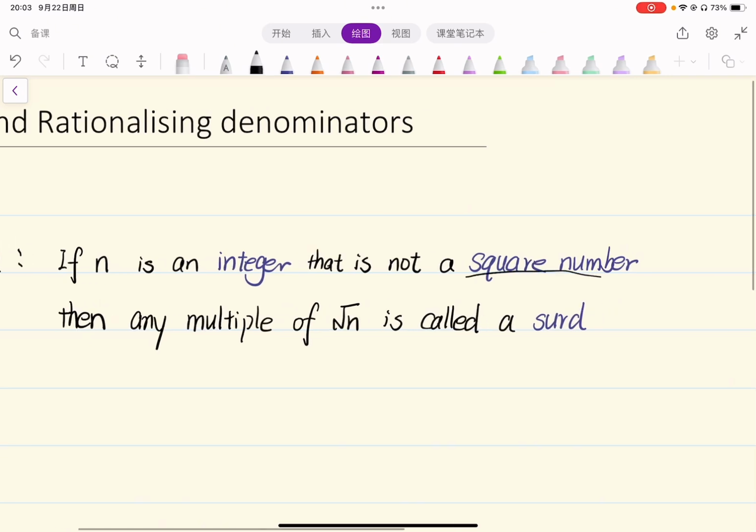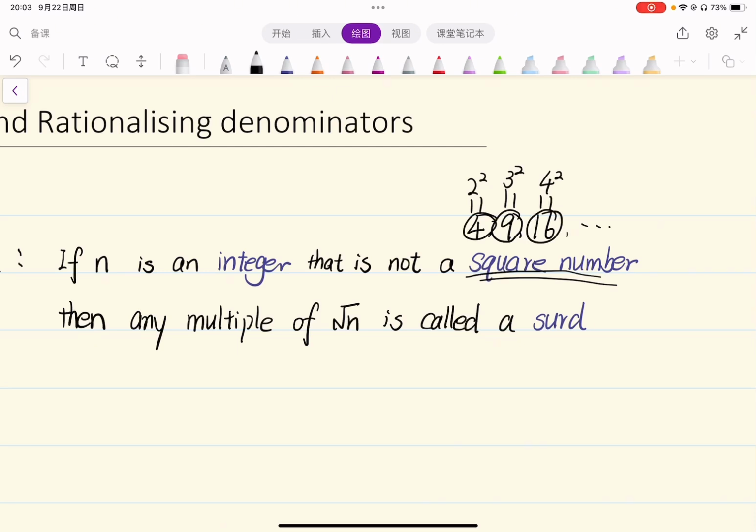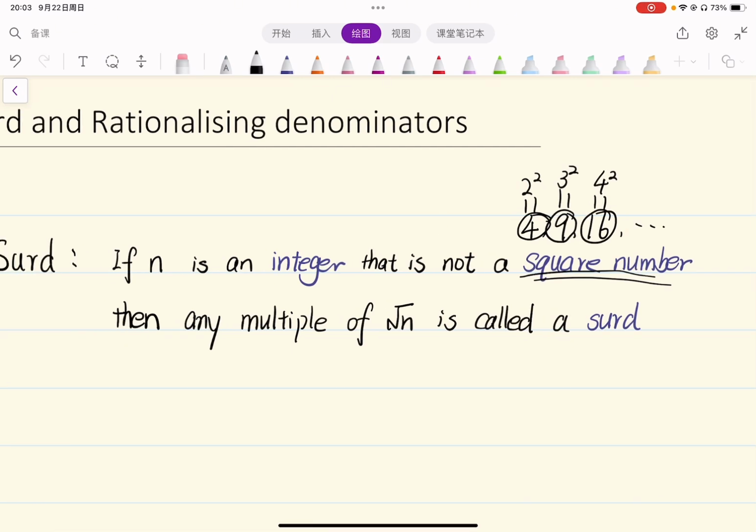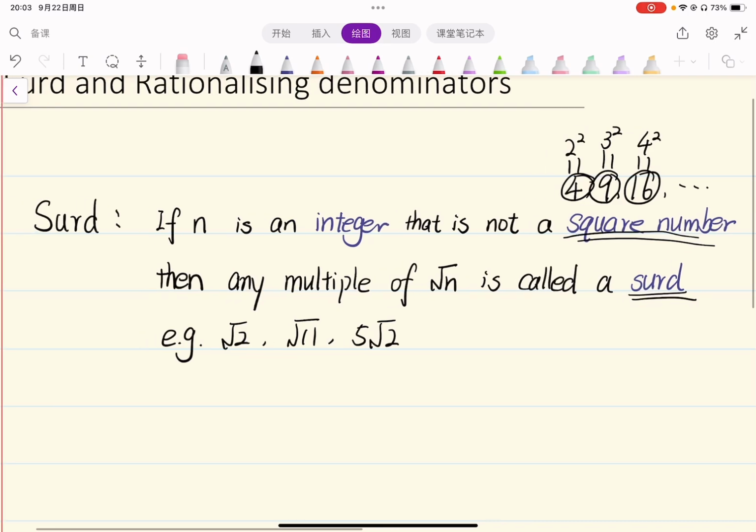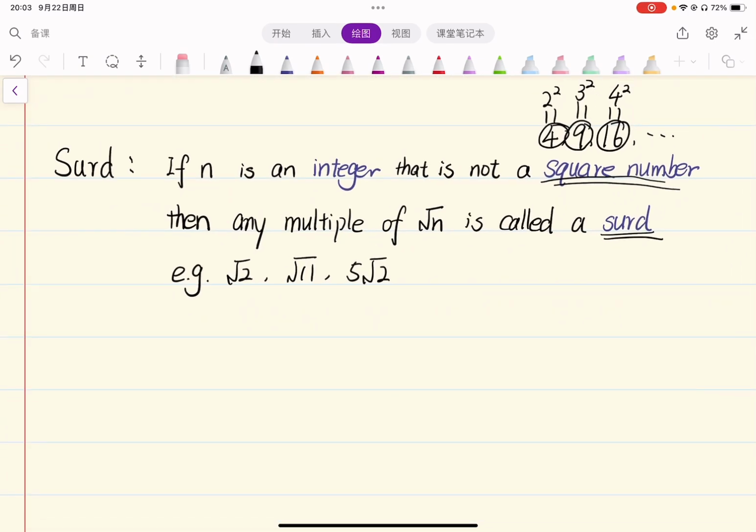What is a square number? Square numbers are such as 4, 9, 16, and so on, because 4 equals 2 squared, 9 equals 3 squared, and 16 equals 4 squared. Thus, we call 4, 9, 16 square numbers. Let me give you some examples of surds, such as square root of 2, square root of 11, and 5 times square root of 2. Also, a surd is an example of an irrational number.